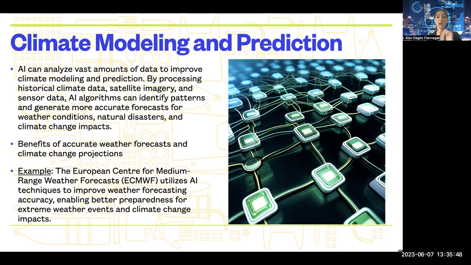So natural disasters, unfortunately, are very devastating and very terrible. However, they are a part of this system where we think about how to respond to natural disasters. This also comes into play with weather conditions and forecasting. And so if we have accurate weather forecasts, we can actually do better projections for climate change around the world. And so this is also very important, and AI can be helpful in this way. An example that I put here is the European Center for Medium Range Weather Forecasts that utilizes AI techniques to improve weather forecasting accuracy, enabling better preparedness for extreme weather events and climate change impacts.